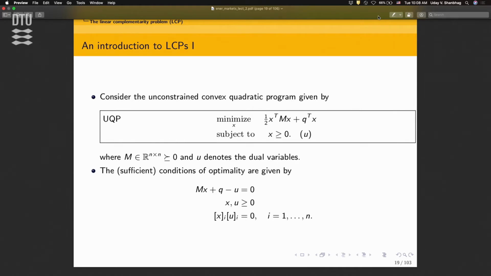So let's consider the convex quadratic program given by half x transpose Mx plus q transpose x, where x is non-negative. Whenever I put something in brackets here, this represents the Lagrange multipliers. So u is a Lagrange multiplier corresponding to the inequality constraint, or the dual variable. M is going to be assumed to be an n by n matrix, and for this discussion it's positive semi-definite. Now the sufficient conditions of optimality. I want to make sure that everybody, before they leave this course, is familiar with how to get optimality conditions.